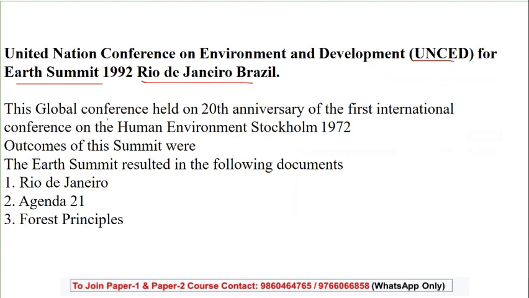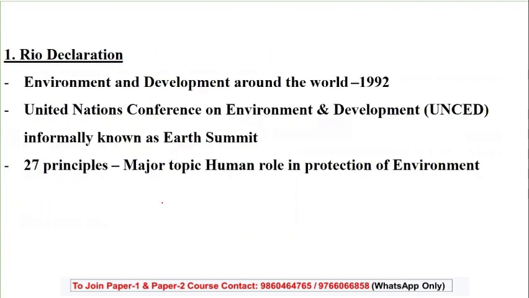This was the global conference which was held on the 20th anniversary of the first international conference at Stockholm in 1972. The outcomes were three things: the Rio de Janeiro Declaration, Agenda 21 and Forest Principles. Now let's see what this Rio Declaration was.